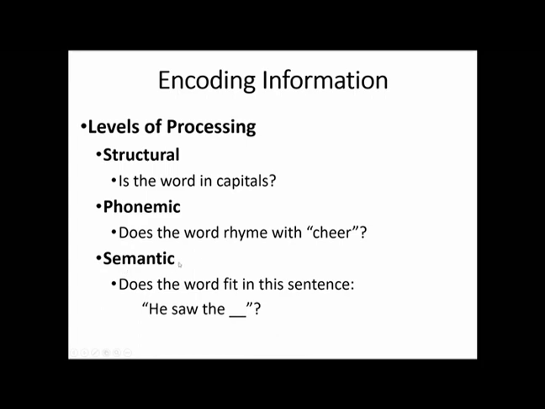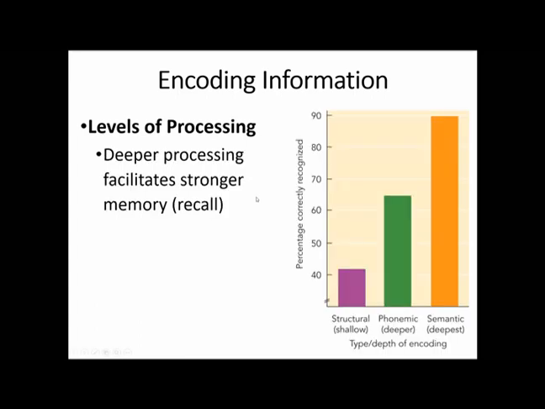But to answer this question, you then have to think about the meaning of the word, and that's why it's deeper processing. And so if we want to see in action how deeper processing facilitates stronger recall, then we can look at our graph here. So we have using a structural level of processing, our phonemic level of processing, or our semantic level of processing, and then how many of the words from their list they correctly recalled.